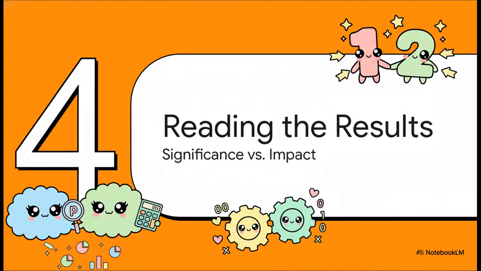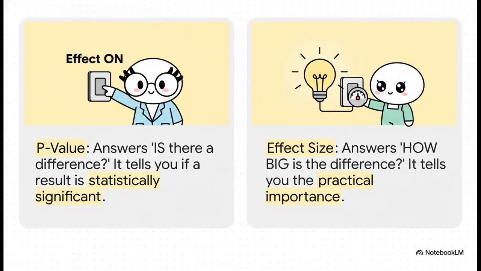All right, you did it. You ran your test, and now you're looking at the output. Let's break down the two most important numbers you need to understand to make sense of it all. Now, this is a spot where a lot of people get tripped up. You've got two numbers, the p-value and the effect size.